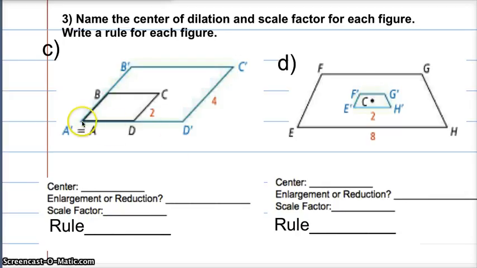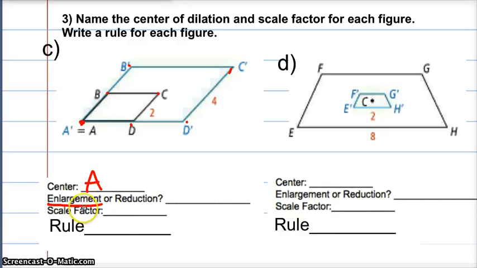Similar to problem A, the center is the corner of the preimage. There's no ordered pair, so we can just call it A. Has it been an enlargement or a reduction? A, B, C, D is here. A prime, B prime, C prime, and D prime is a larger figure, so this one is an enlargement.